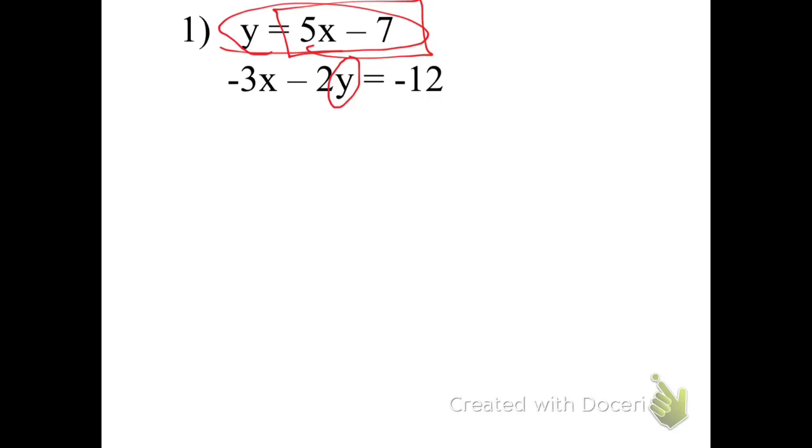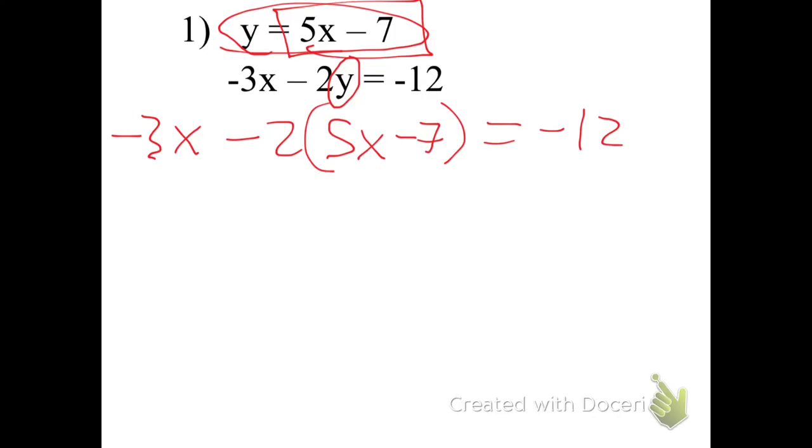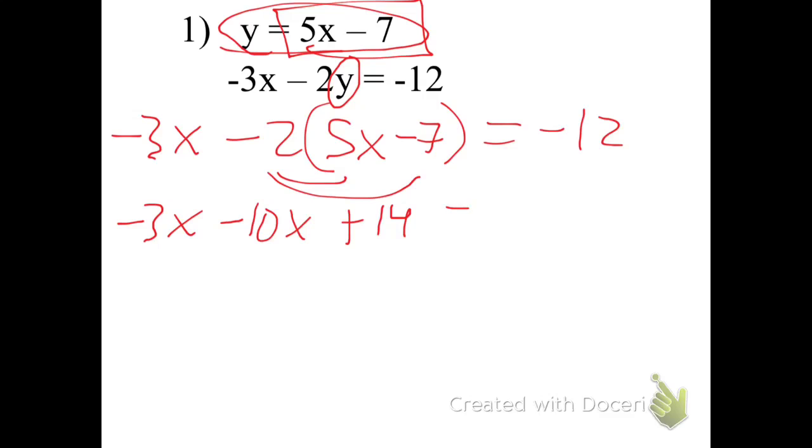So plug that in, your second equation there, minus 2 in parentheses 5x minus 7, and then we get equals negative 12. At this point you're just going to distribute that negative 2 through, because we're now at a point that you guys should be getting more familiar with solving after all this time. Distribute the negative 2 through, combine like terms. Negative 2 times 5x is negative 10x. Negative 2 times negative 7 gives me positive 14 equals negative 12.